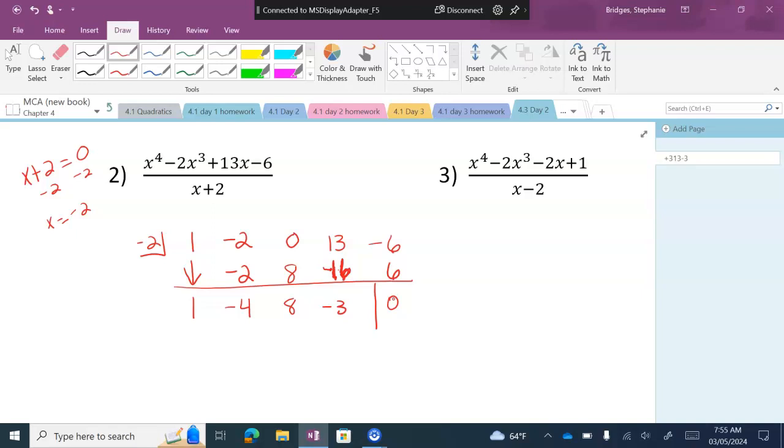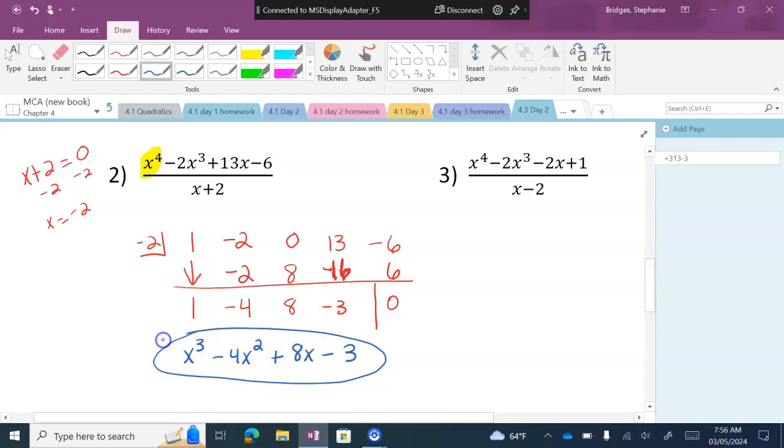What was my highest degree in my dividend, what I started with? x to the 4th. So when I write my answer, this 1 is going to be in front of a 1x to the 3rd. Okay, 1 less than x to the 4th. Which means the negative 4 would be in front of an x squared. Which means the positive 8 would be in front of an x. And then that negative 3 would just be my constant term. And since I don't have a remainder, I don't have to write plus the remainder over the divisor.